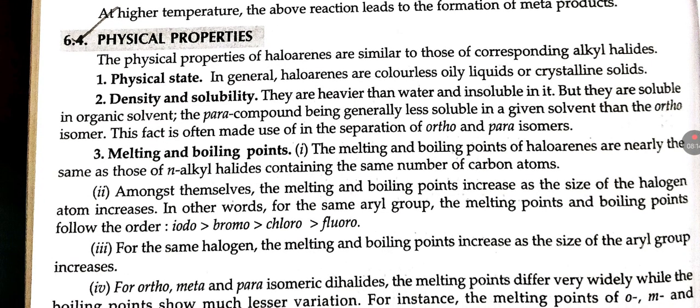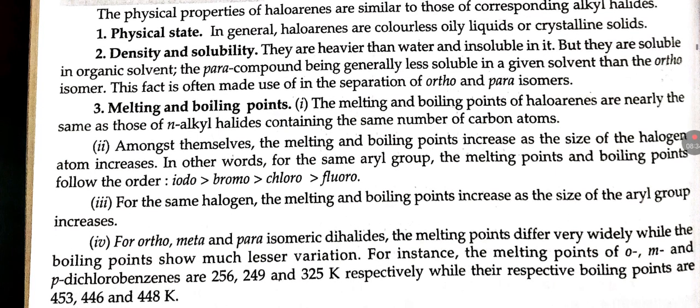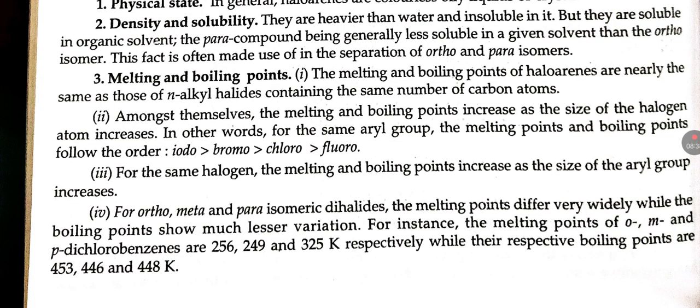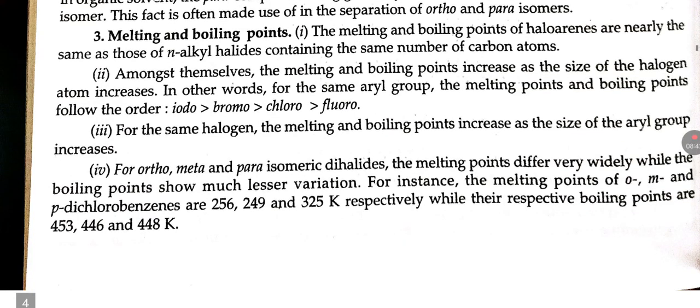Physical properties of haloarenes are similar to those of corresponding alkyl halides. Physical state: in general, haloarenes are colorless, oily liquids or crystalline solids. Density and solubility: they are heavier than water and insoluble in it, but they are soluble in organic solvents. The para compound is generally less soluble in a given solvent than the ortho isomer.